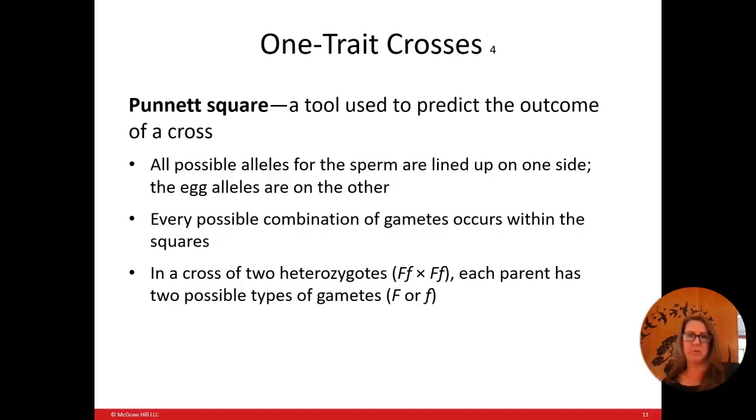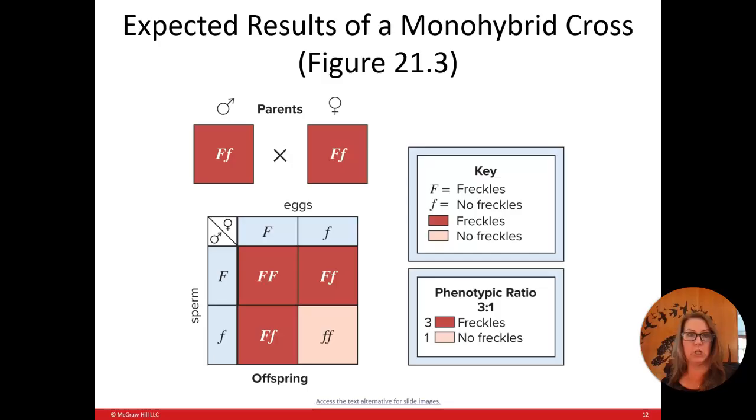So essentially what we're going to do is we're going to create a square, and on one side of the square, left or top, however you want to look at it, we are going to put the possible alleles for the sperm. And on the other side, or I'm thinking on top, I'm going to put the possible alleles for the eggs. And now we can just pair up the alleles in a box. So let's take a look.